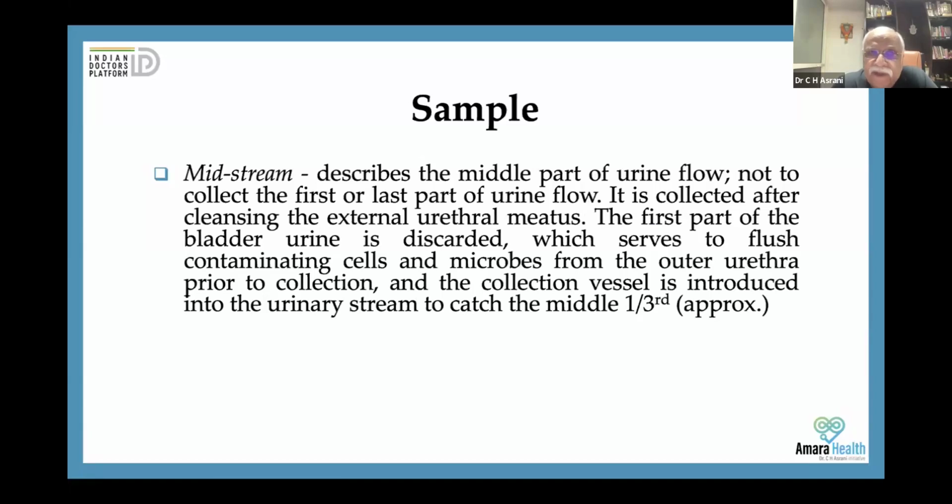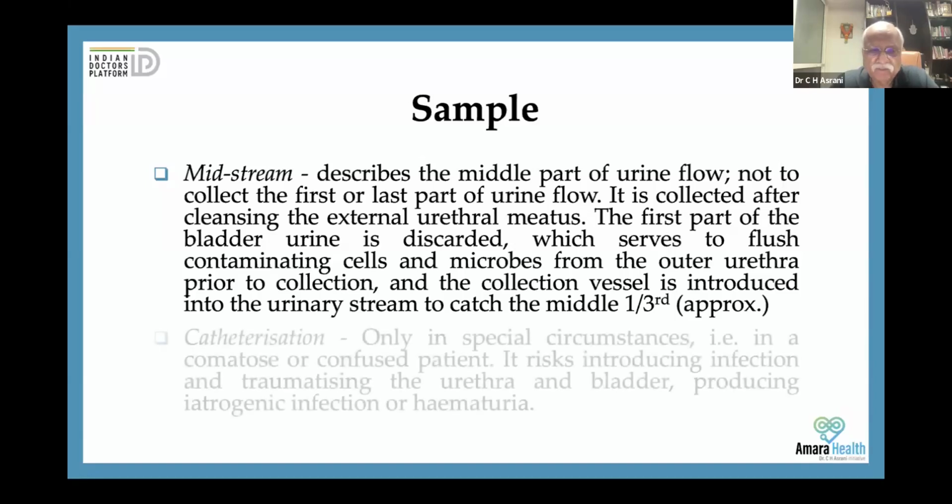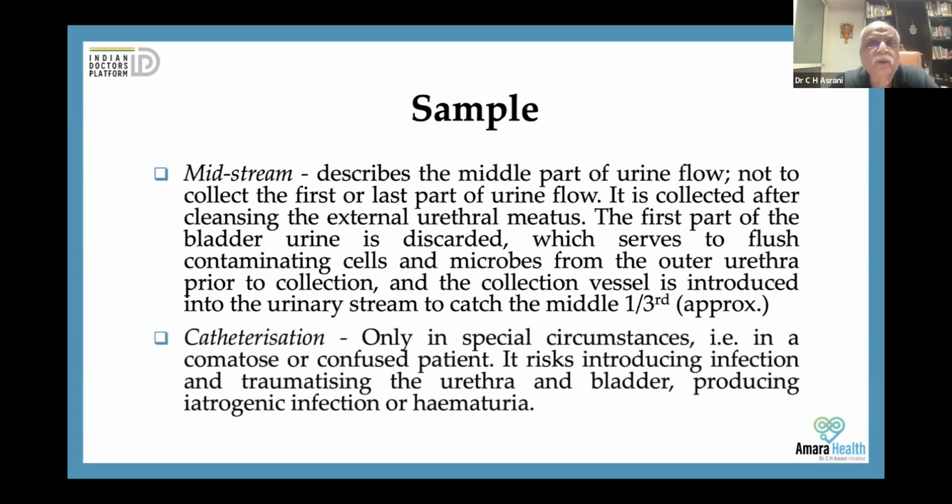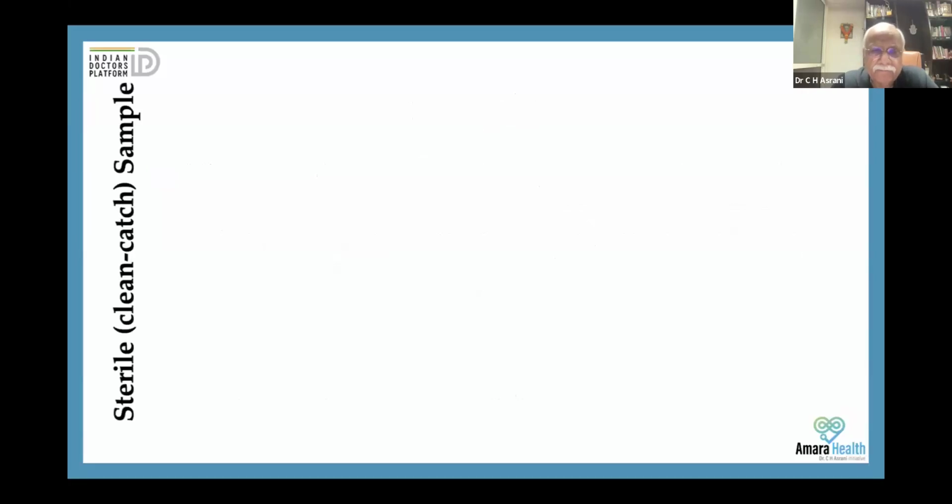If a male patient, where it is easy, retract the prepuce if not circumcised, clean the external urethral meatus even by tap water, then that becomes a sterile sample. The first part of the bladder urine is discarded, and then most of the contaminants are flushed out. Then middle 1/3 is taken. Catheterization only in special circumstances, we don't bother about that.